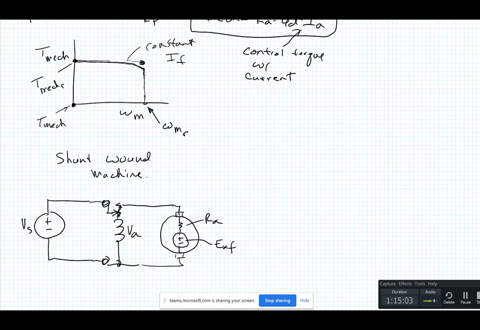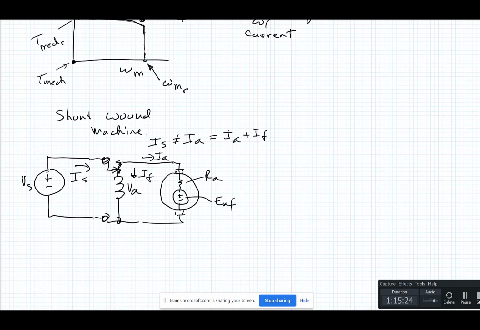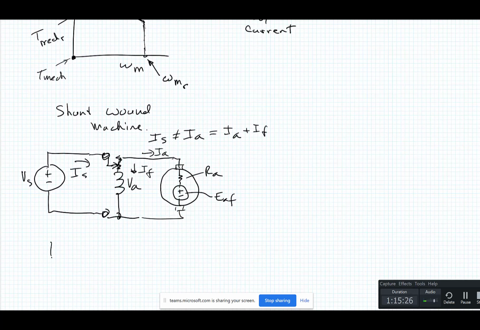And so in this case, the source current IS does not equal the armature current, the current coming out of your power supply. It's equal to the armature plus the field current, so IA plus IF.